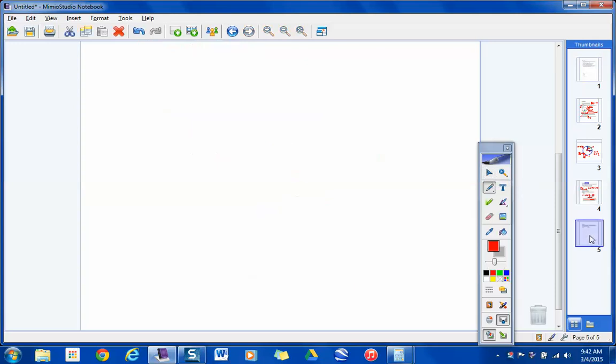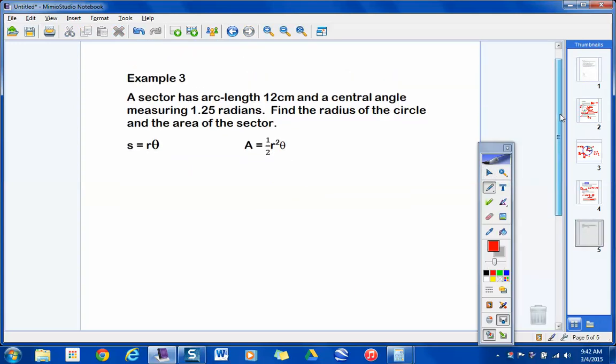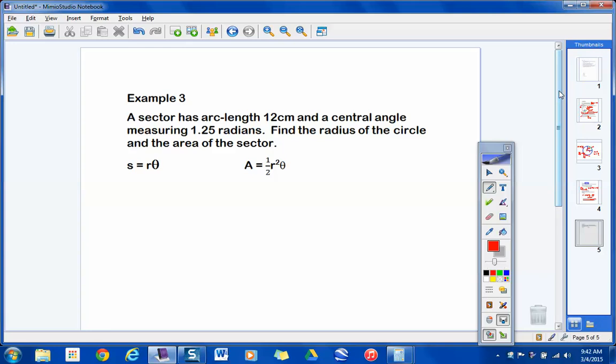Third page. I like this question, example 3. In example 3, it talks about you having a circle, and it tells you that you have an arc length that is 12 centimeters and a central angle. I like this one because all of a sudden they're measuring this angle in radians. It says we need to figure out what the radius is and then use that radius to find the area of the sector.